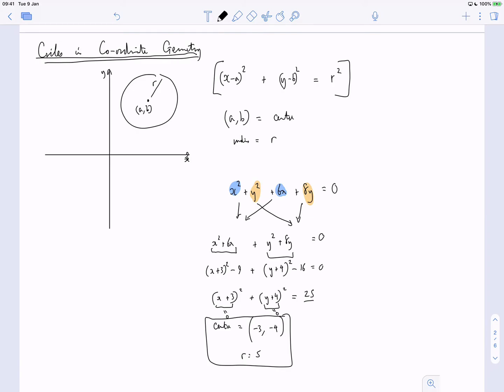Right, okay, so can we deal with the equations of circles? Yes.